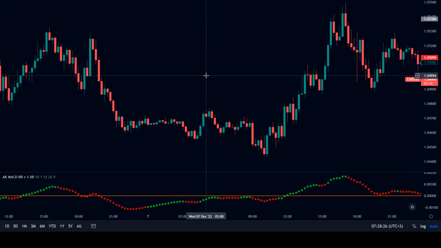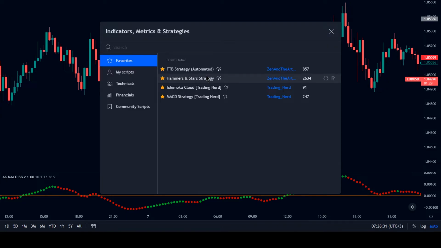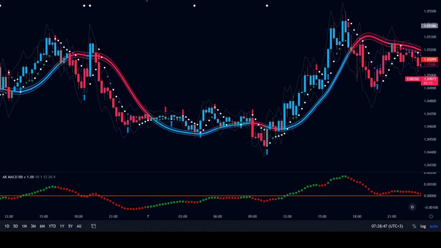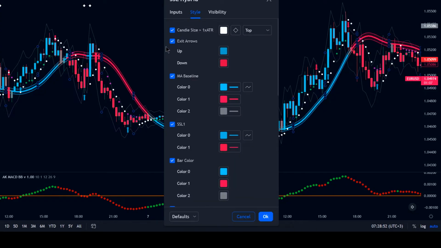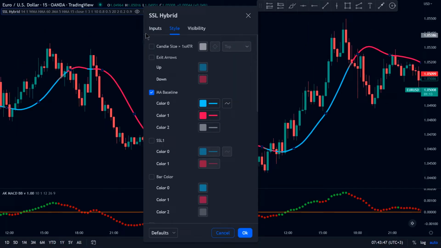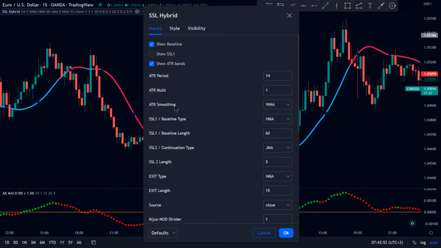Now for the second indicator, head back to the indicators tab and type in SSL hybrid. Be sure to select this one by McCall00. Again, we're gonna access this indicator's settings by clicking right here. Head over to the Style tab and uncheck everything except for the MA baseline. After that, head over to the Inputs tab and change the MA baseline length from 60 to 30. After that, change the MA baseline type from HMA to EMA, and then click OK.